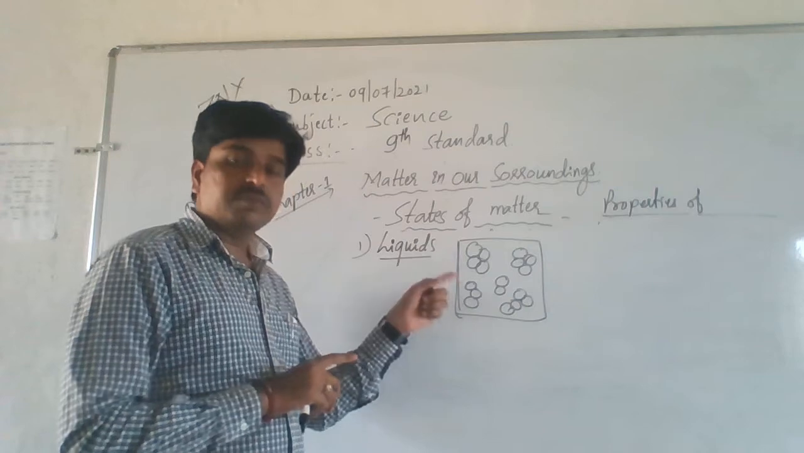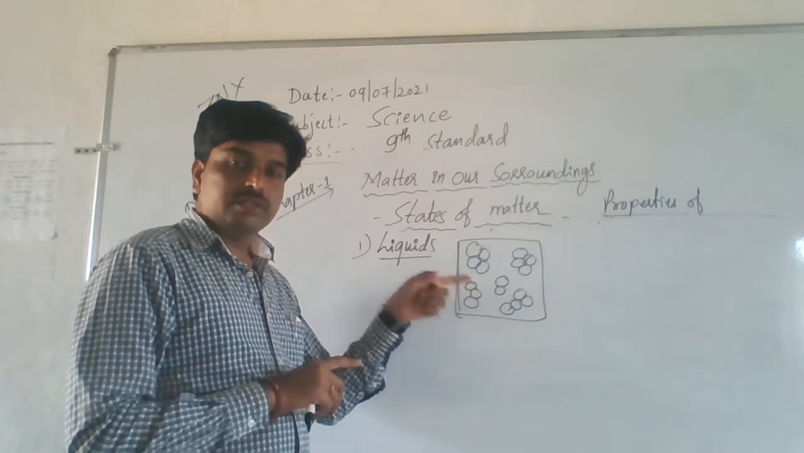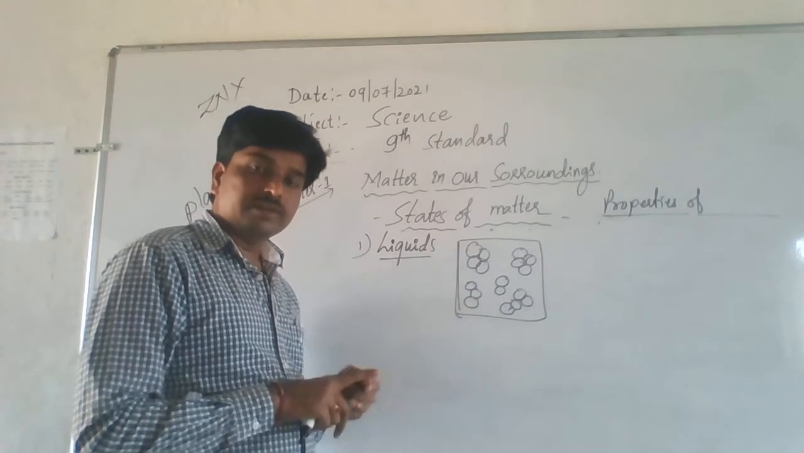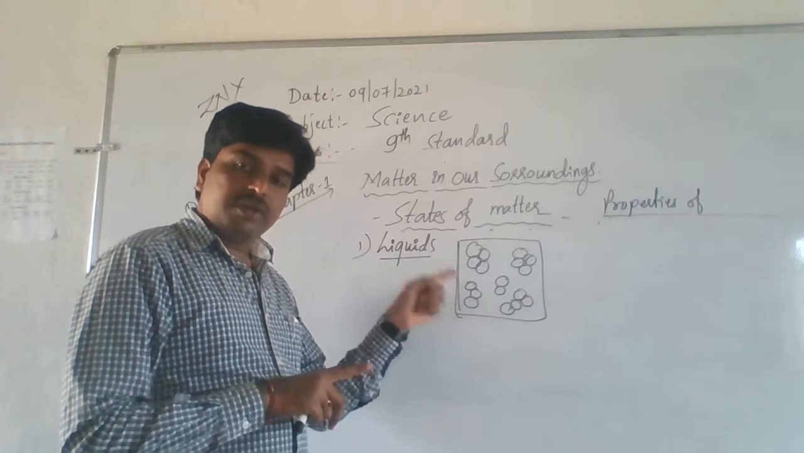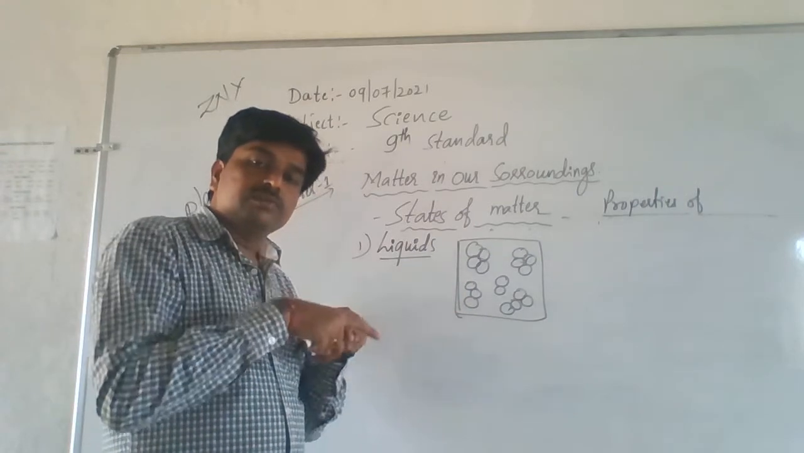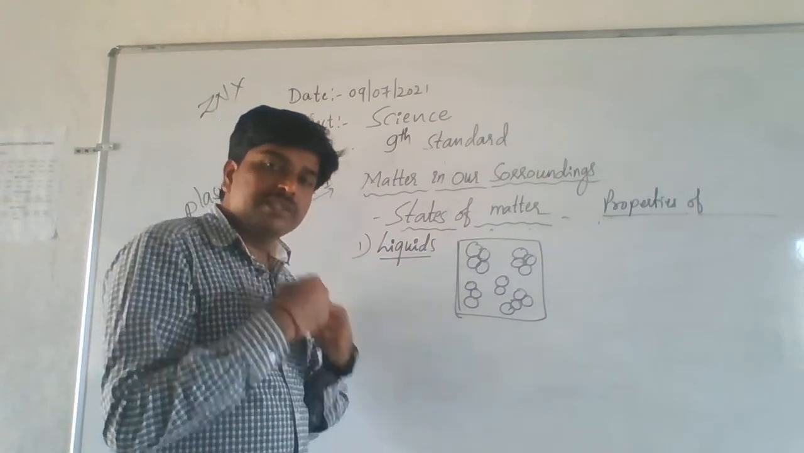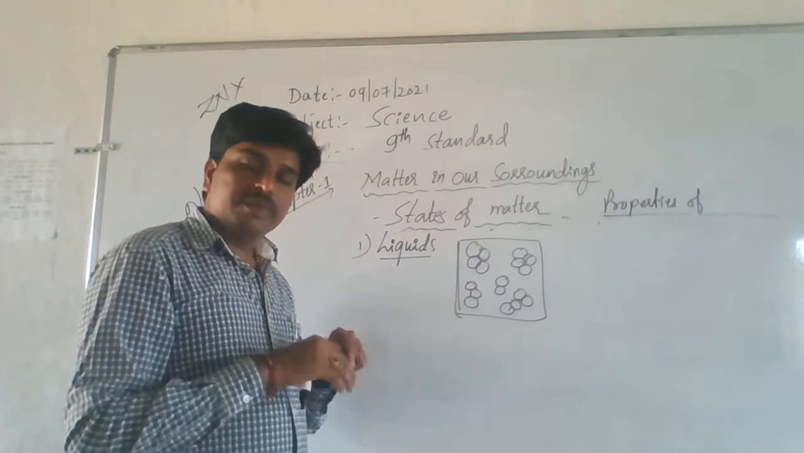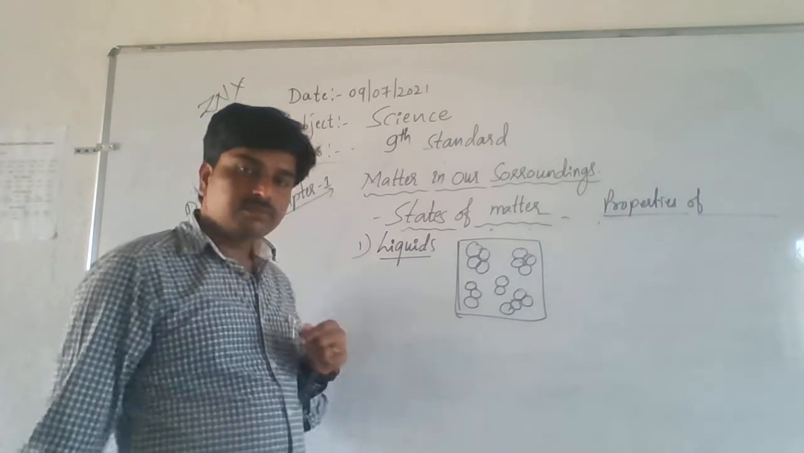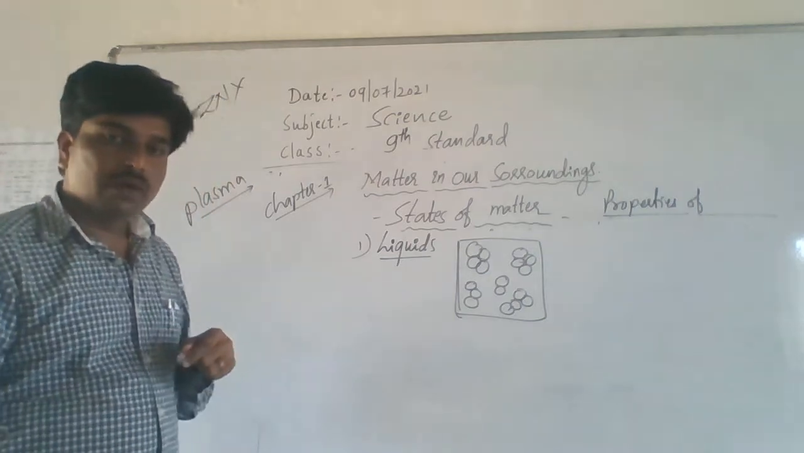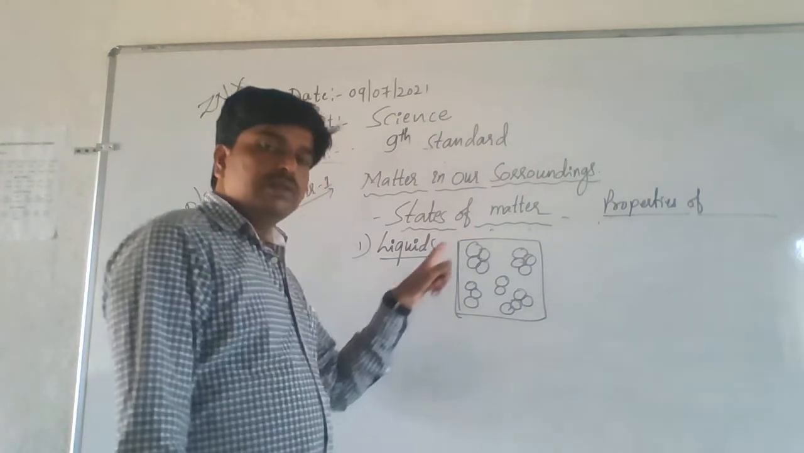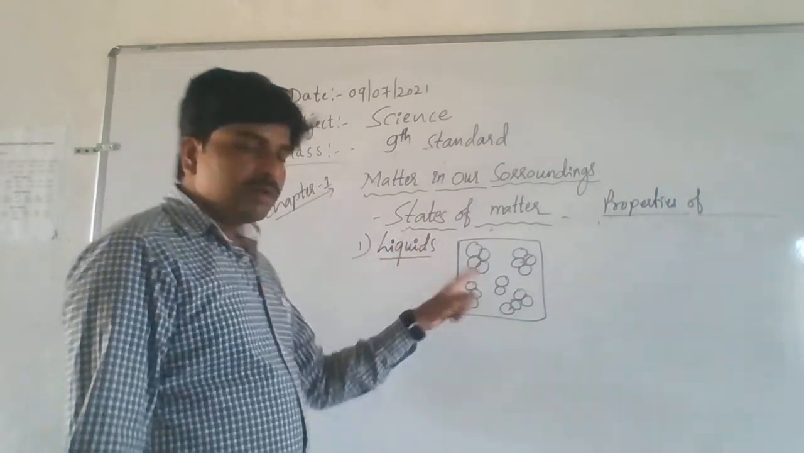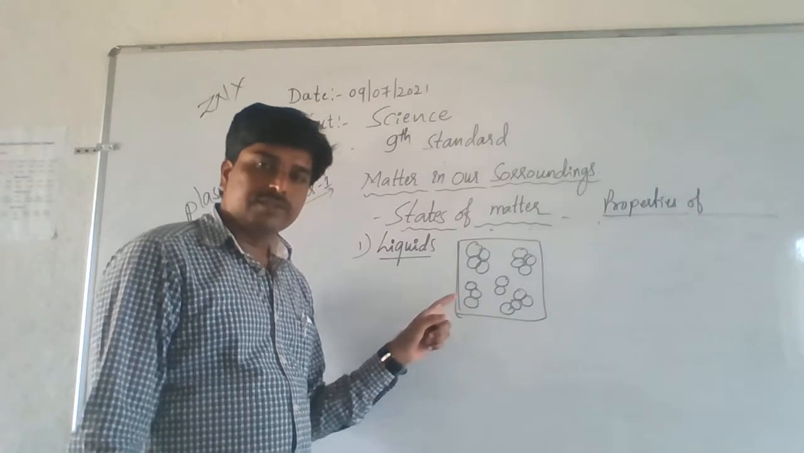It is because of this arrangement of particles. This is because of the characteristic of these particles. The particles in liquids can slide over each other. Because of this property, liquids can flow. Liquids can easily flow. Understand, students? So this figure shows the arrangement of particles in liquids.